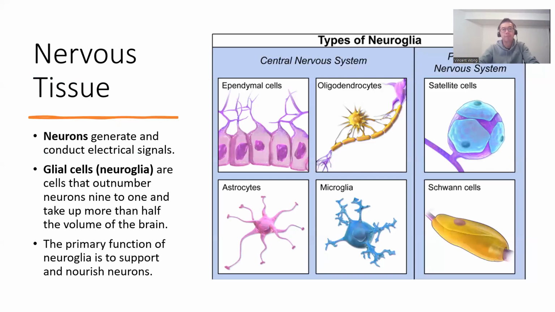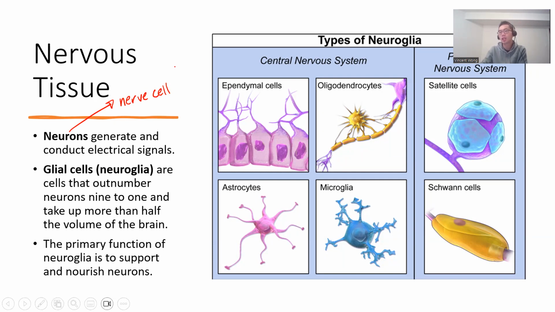Last semester we learned about the different types of tissues. There is muscle tissue, connective tissue, epithelial tissue, and the last type of tissue is the nervous tissue. The nervous tissue contains neurons. Neurons are basically nerve cells.